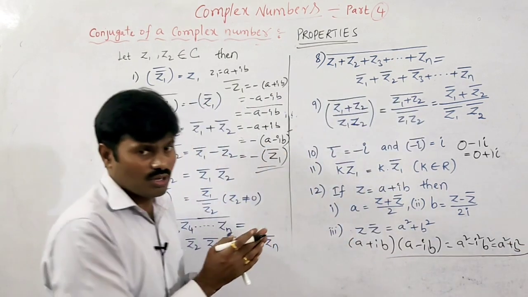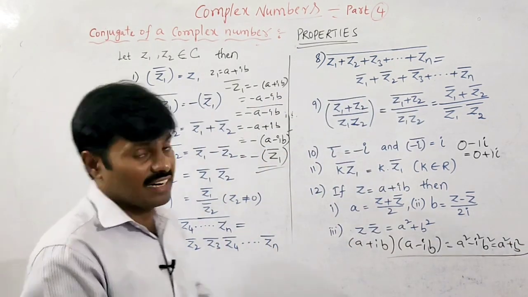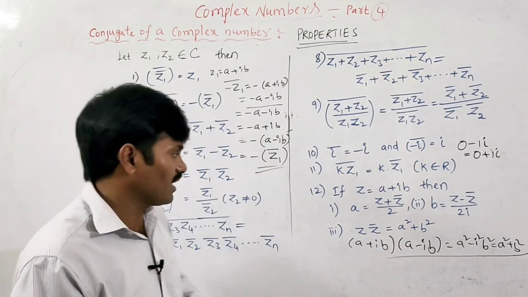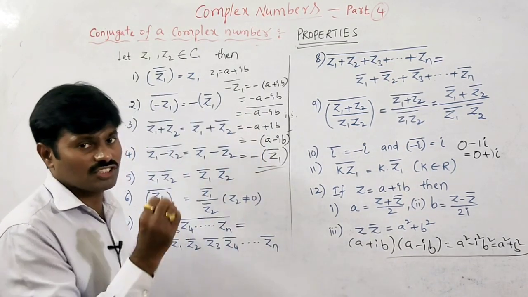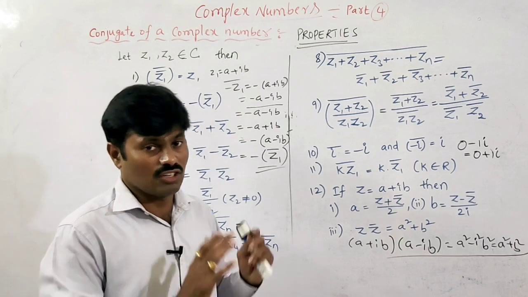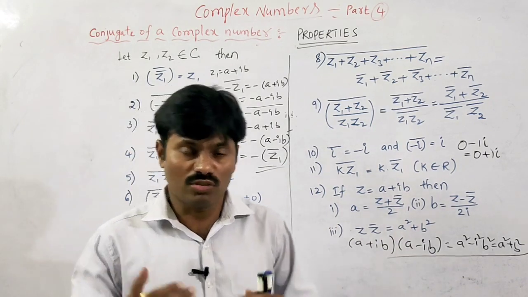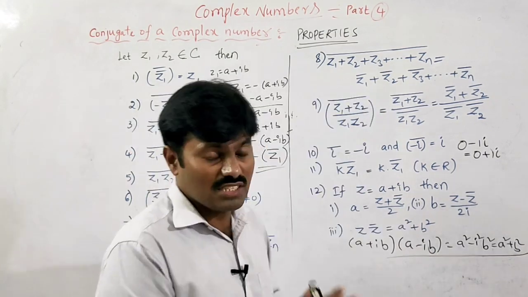So these are the most important properties, my dear students, related to the conjugate of a complex number. So don't neglect these properties. If you want, randomly check by taking examples, then you will get an idea, so you can remember easily. Okay guys, this is today's class.